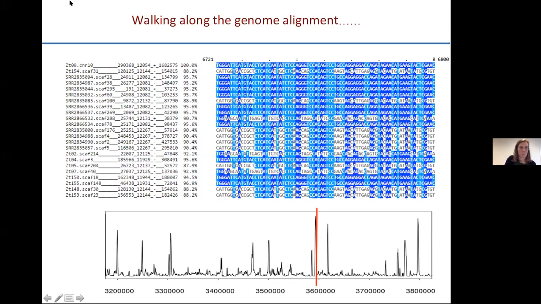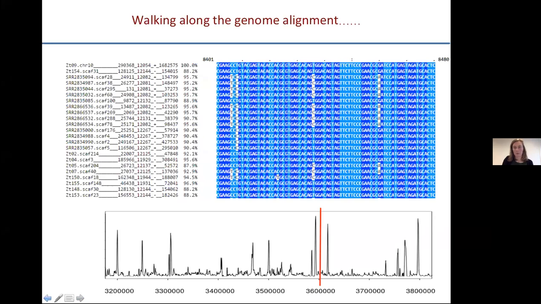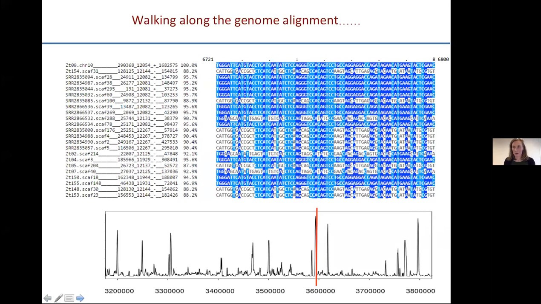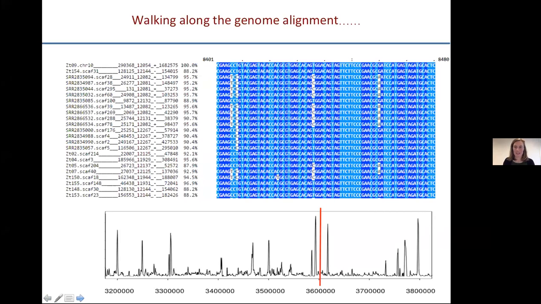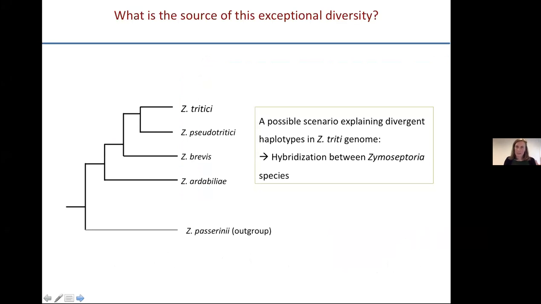So I'll just move my small window here. And so on the other side of these highly variable regions, you fall out again in a normal pattern of genetic variation. And we of course confirmed with Sanger sequencing across these regions that they are really there in the genome. So, building on our previous experience with pseudotriticale, we hypothesized that these highly variable regions in Septoria triticale also could reflect past hybridization events.